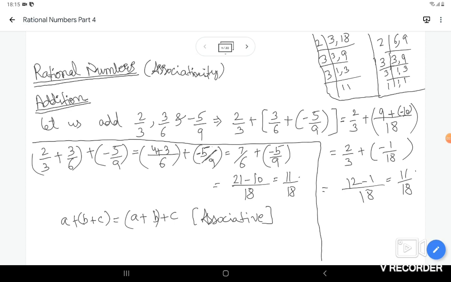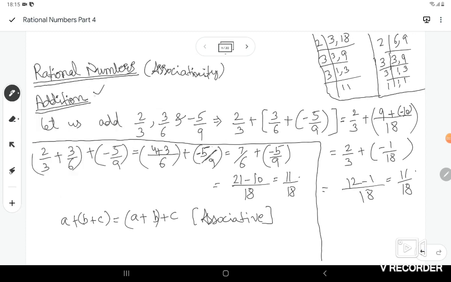In this video we will cover the associative property of rational numbers as well as solve some other problems and take the concept further. So without wasting any time, let's start the video. So now let's solve rational numbers with associative property.